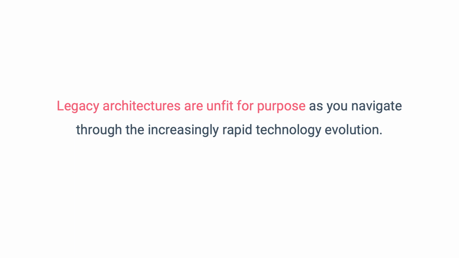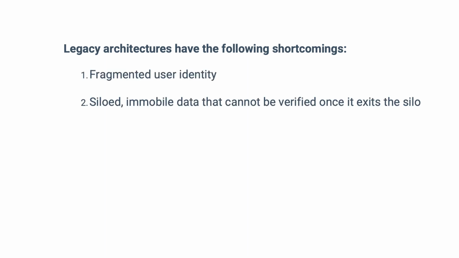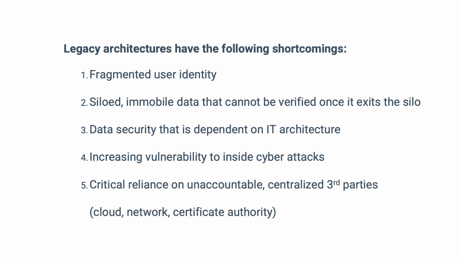Legacy architectures, however, are unfit for purpose as you navigate through the increasingly rapid technology evolution. Legacy architectures have the following shortcomings: fragmented user identity, siloed immobile data that cannot be verified once it exits the silo, data security that is dependent on IT architecture, increasing vulnerability to inside cyber attacks, and a critical reliance on unaccountable centralized third parties such as cloud, network, and certificate authorities.